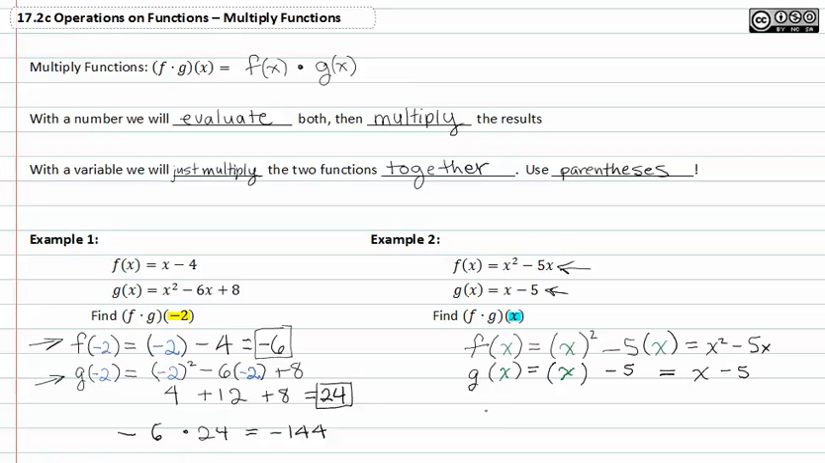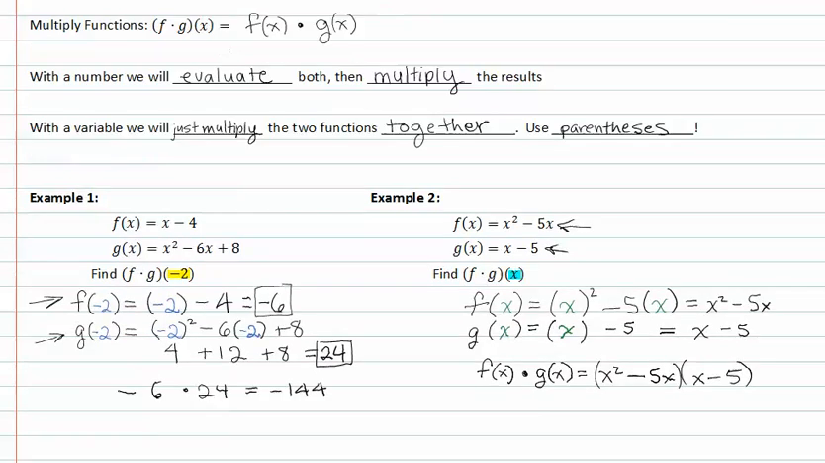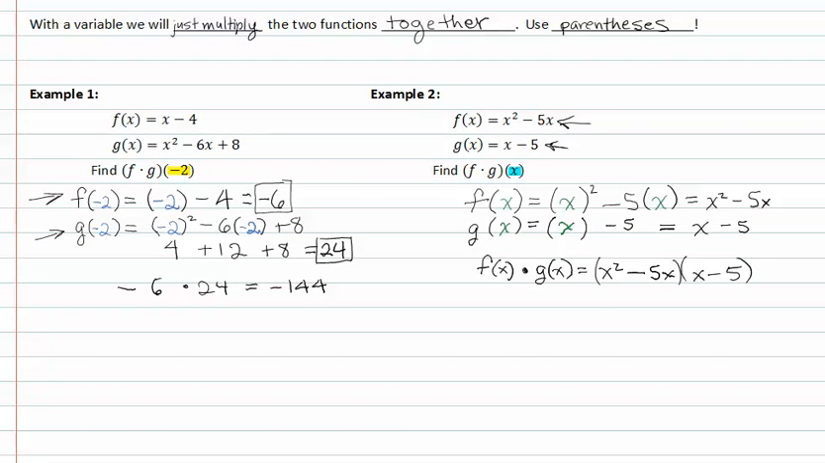Now, when we multiply f of x to g of x, we're going to get something that looks like this. X squared minus 5x, that's the f of x function, multiplied by x minus 5. When I FOIL that, I'm going to have x to the third minus 5x squared minus 5x squared plus 25x.